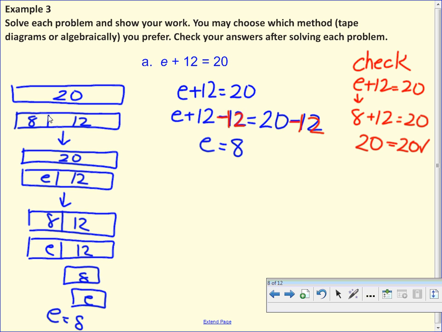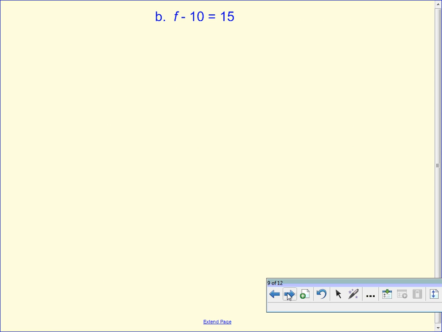Questions on that one? Your papers match the board? No problem. Let's try B. You should have tried that one on your own, so let's go over our answers. This one I wanted you to solve both ways again, so I could see if you were practicing both. Your homework, you don't have to do both. Follow the directions on your homework. It tells you which ones to do the tape diagrams and which ones to do algebraically. But all of them you should do the check.